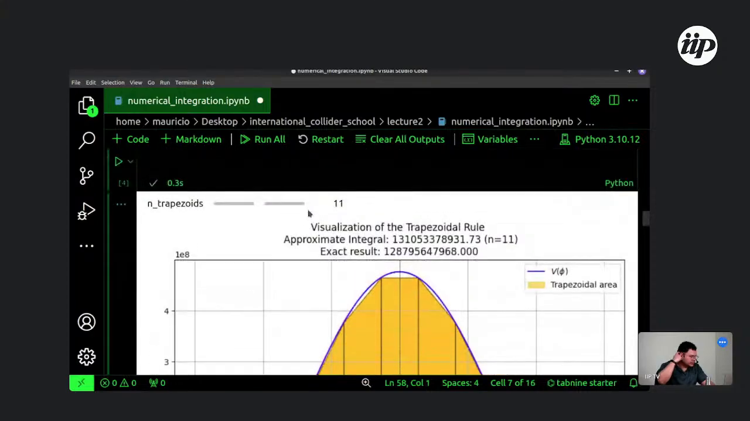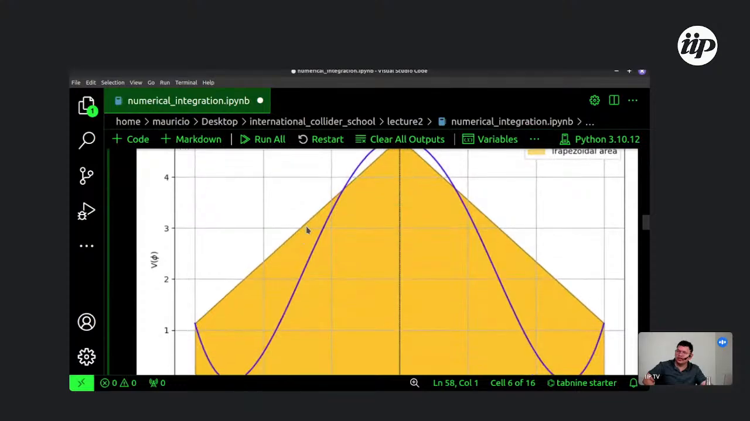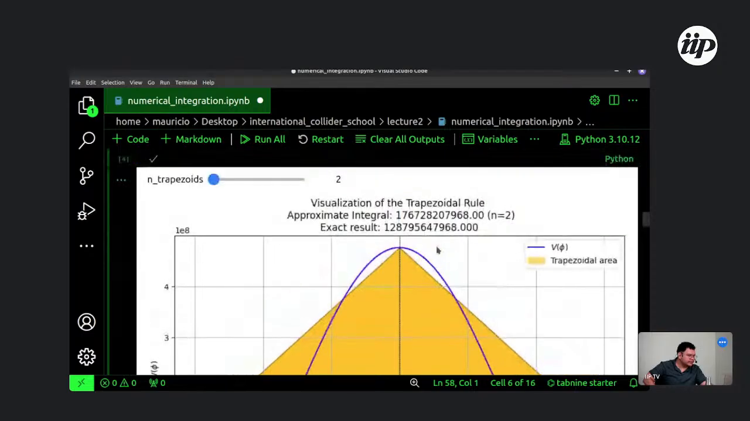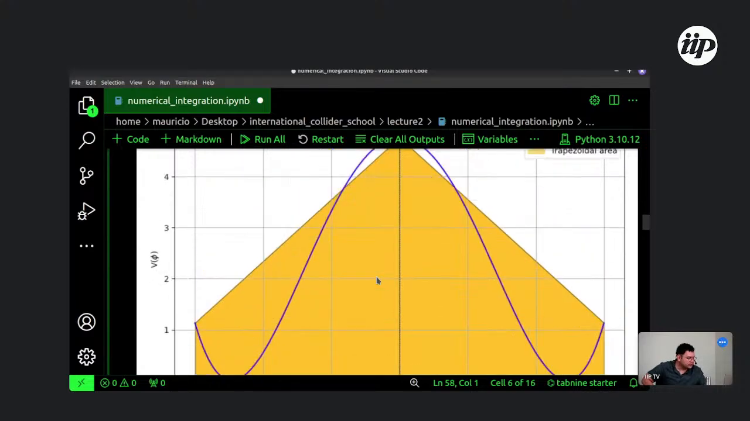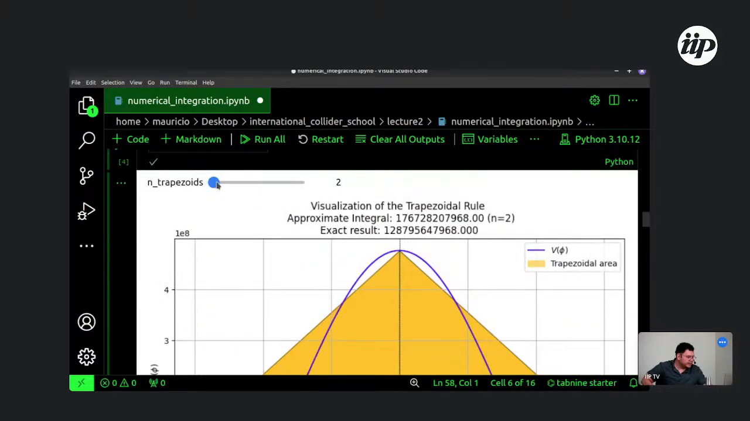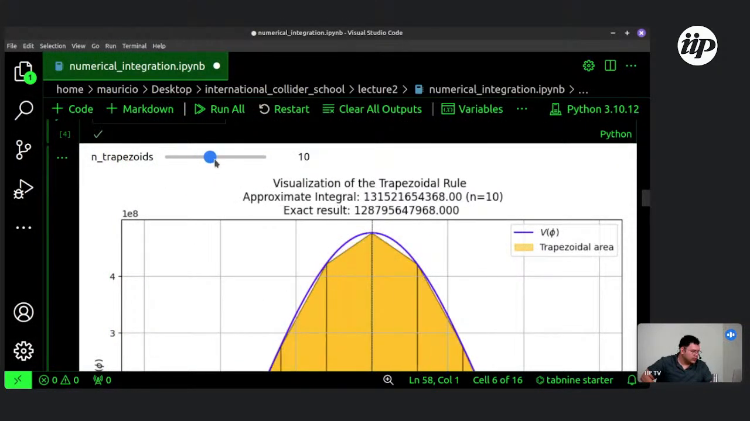For example, we can use different trapezoids to calculate the area under the curve. If we calculate this area with only two trapezoids, the left and right trapezoid, obviously the approximation is different from the exact solution. So we need to increment the number of trapezoids, and the approximation is better if we use a larger quantity of trapezoids.